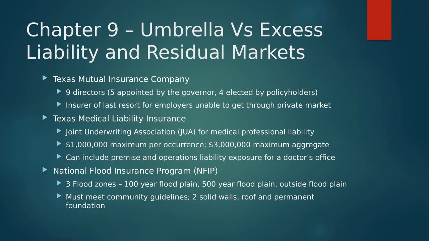And then the one that seems to be tested the most by the state of Texas is the National Flood Insurance Program in this section. A couple of things to note about the NFIP, National Flood Insurance Program. There are 3 flood zones designated by the Army Corps of Engineers on a map that is updated periodically. There's the 100-year floodplain, the 500-year floodplain, and outside of the floodplain. In order to qualify for NFIP coverage, you must meet the community guidelines, which means that you have to have at least 2 solid walls, a roof, and be on a permanent foundation, not entirely over water, and whatever other guidelines the NFIP is putting out there.